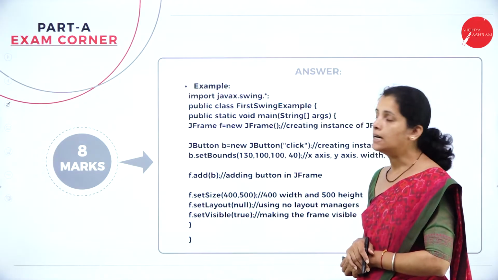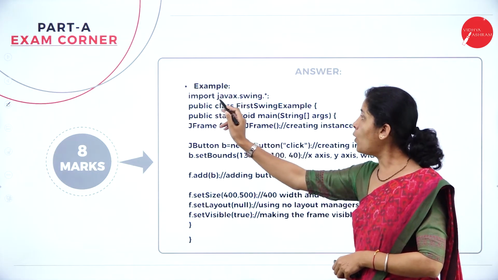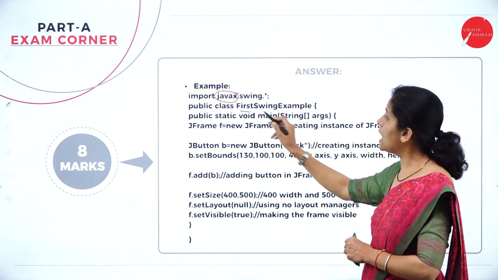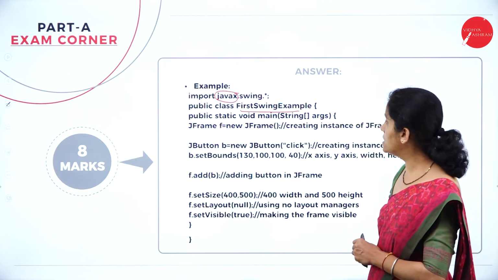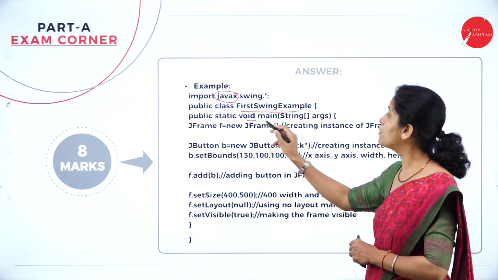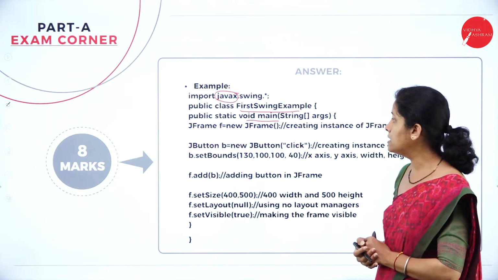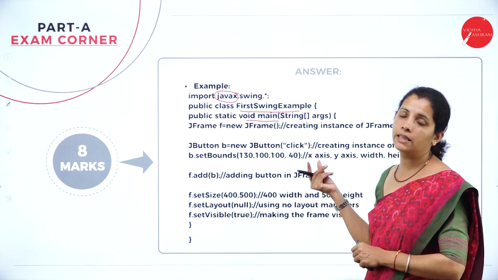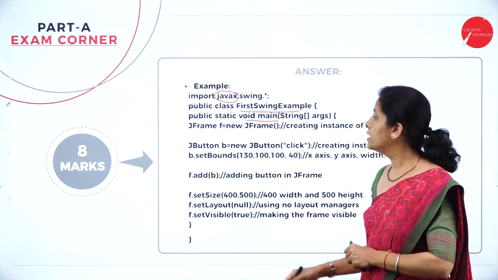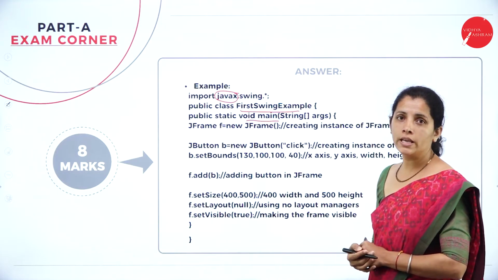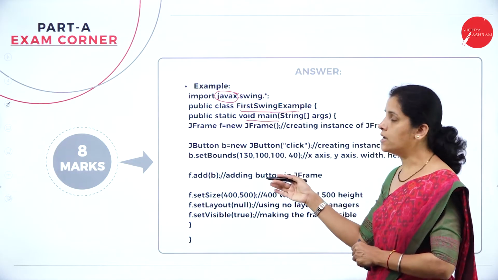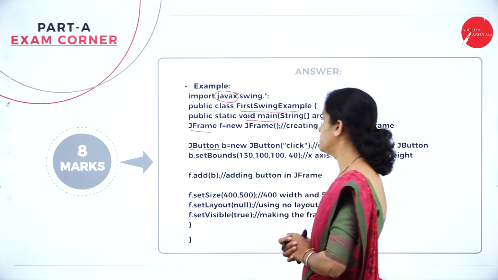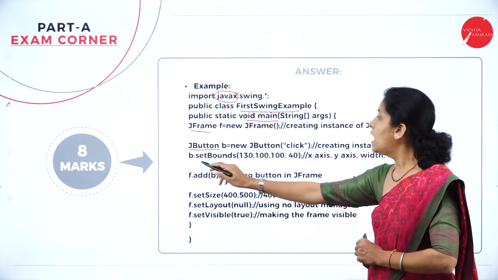So, dear student, it is swing. Import javax.swing. And what is my class name? FirstSwingExample. Inside that, I am going to have the main method and I am going to create the frame. Here, the frame is nothing but the container. Now, in my frame, I want to create a button. So, it is swing, I want to add JFrame, JButton.